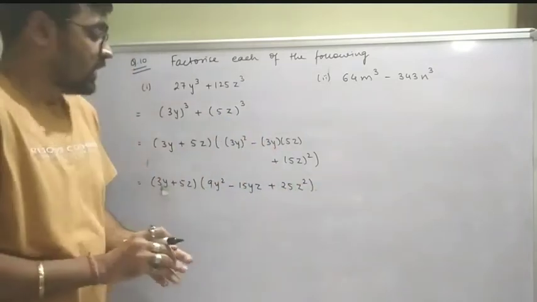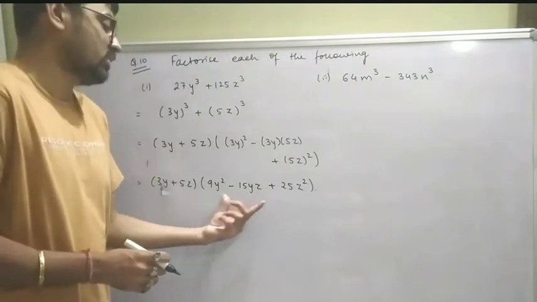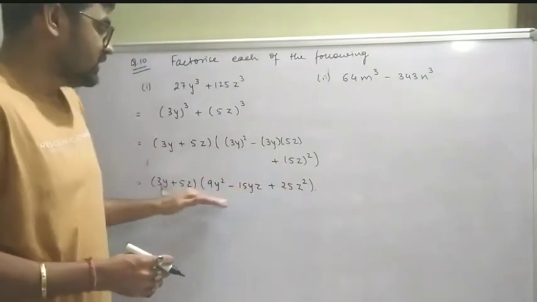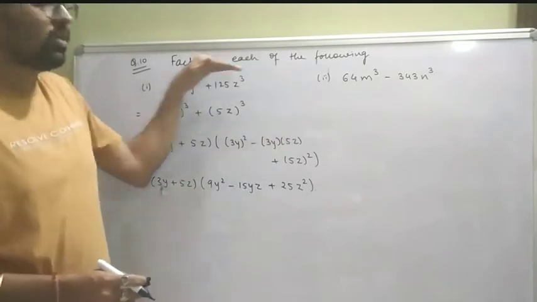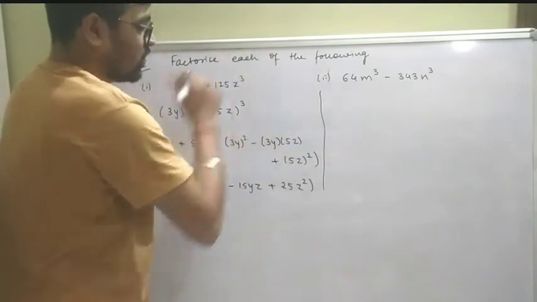These are the factors. Now you can't factorize this thing. This is not going to be possible to factor for us, so we'll keep it like this only. These are the factors. The question says factorize, so these are the factors. Similarly, we can solve for this one.